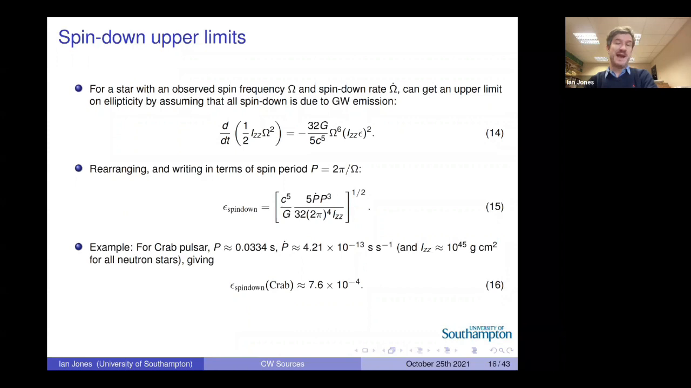And so the Crab can't be any more non-axisymmetric than that, because if it were, it would have to be spinning down faster. In fact, we know it's actually a lot less non-axially symmetric than that, for reasons I'll come into in a moment. But it's an instructive thing to play around with this formula. There are other pulsars, like the millisecond pulsars, where you get much smaller spin down limits, more like 10 to the minus 8, 10 to the minus 9, 10 to the minus 10. But for these young pulsars like the Crab, this is considered a big number in the context of neutron star mountains.